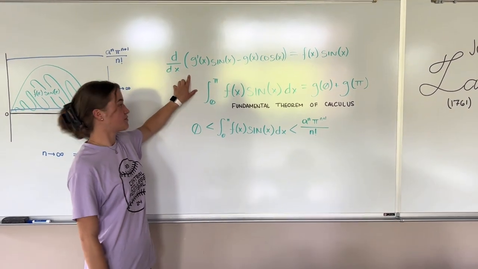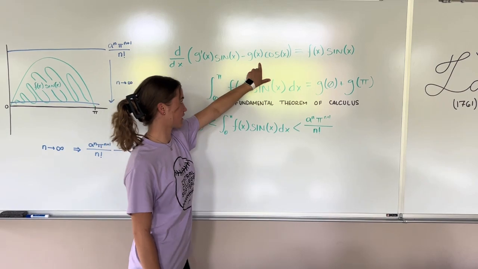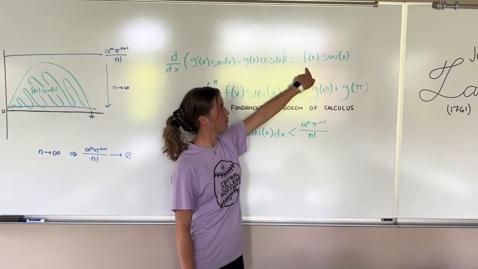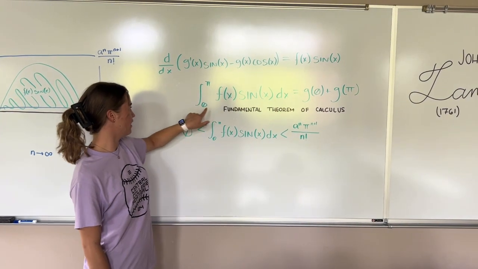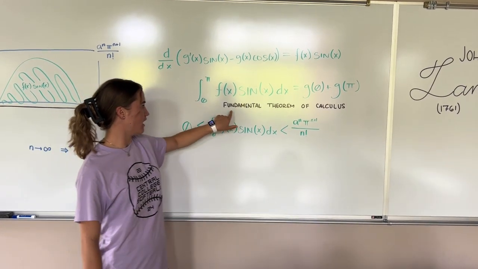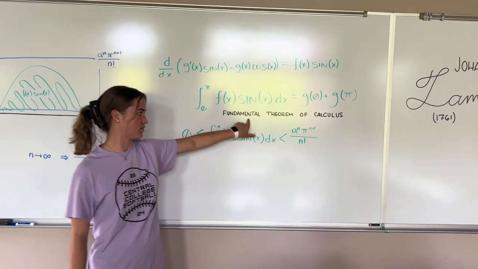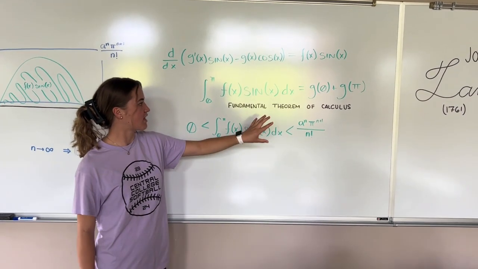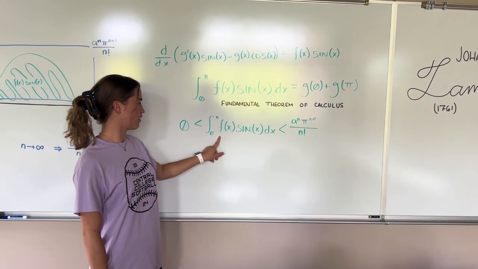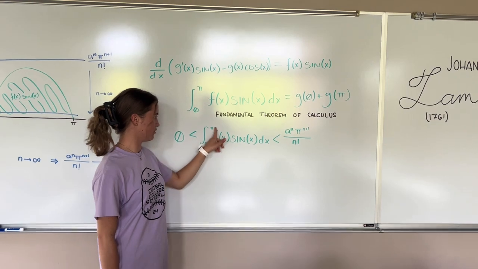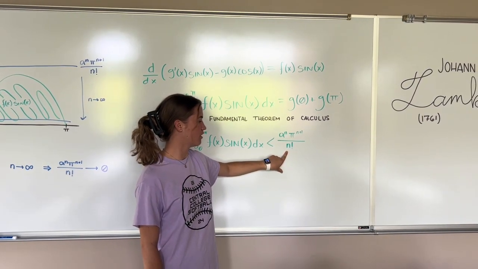So using our functions that we defined here, we can take the derivative of g prime of x sine of x minus g of x cosine of x, which boils down to the simple f of x times sine of x. And then we can evaluate that integral from 0 to pi, and it gets us g of 0 plus g of pi, by the fundamental theorem of calculus. And then we can plug that into our inequality here, saying that 0 is less than the integral of f of x sine of x evaluated from 0 to pi, which is less than this constant, a to the n times pi to the n plus 1 over n factorial.